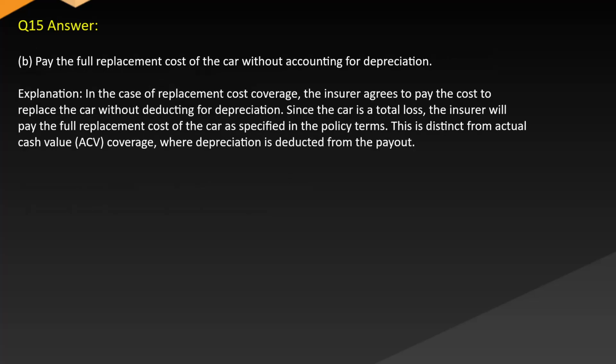Answer: B. Pay the full replacement cost of the car without accounting for depreciation. Explanation: in the case of replacement cost coverage, the insurer agrees to pay the cost to replace the car without deducting for depreciation. Since the car is a total loss, the insurer will pay the full replacement cost of the car as specified in the policy terms. This is distinct from actual cash value, ACV, coverage, where depreciation is deducted from the payout.